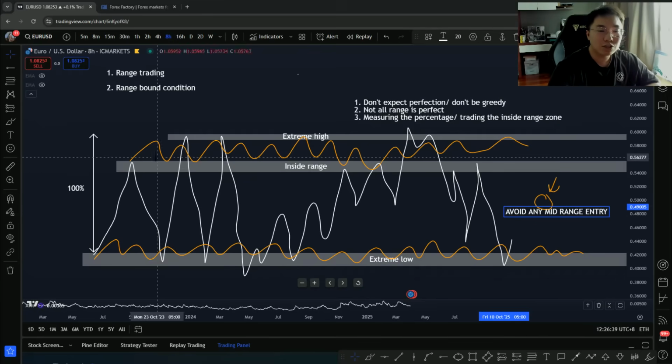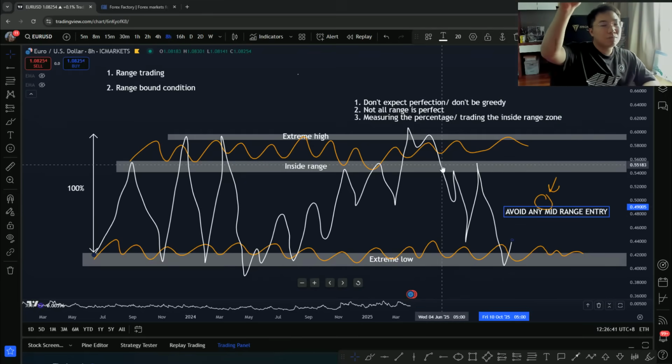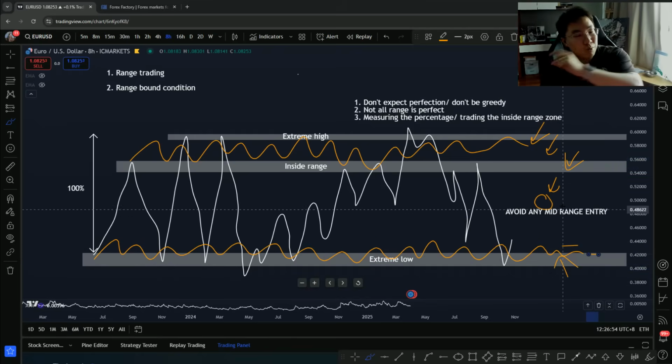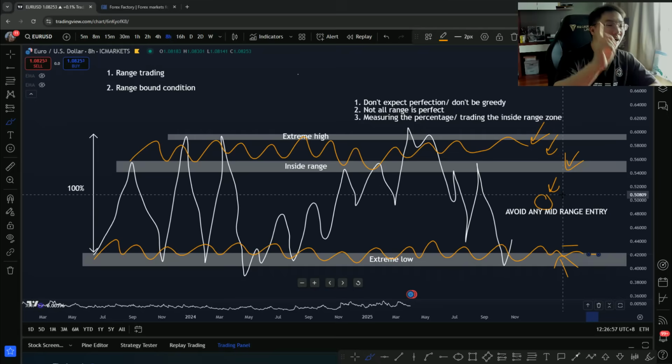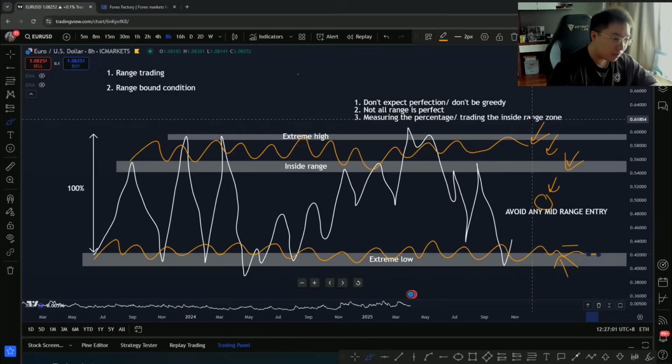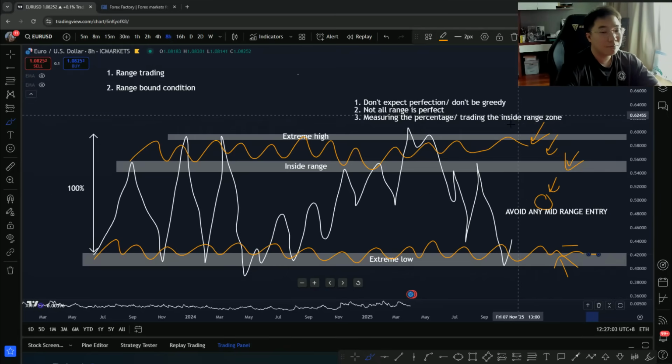But as long as you are trading on the upper 20% or the lower 20%, I don't care if you want to short it here, here, or here, or go long here, or here. As long as it's within the range, this is a valid entry. This is more of entry criteria rather than a setup itself.